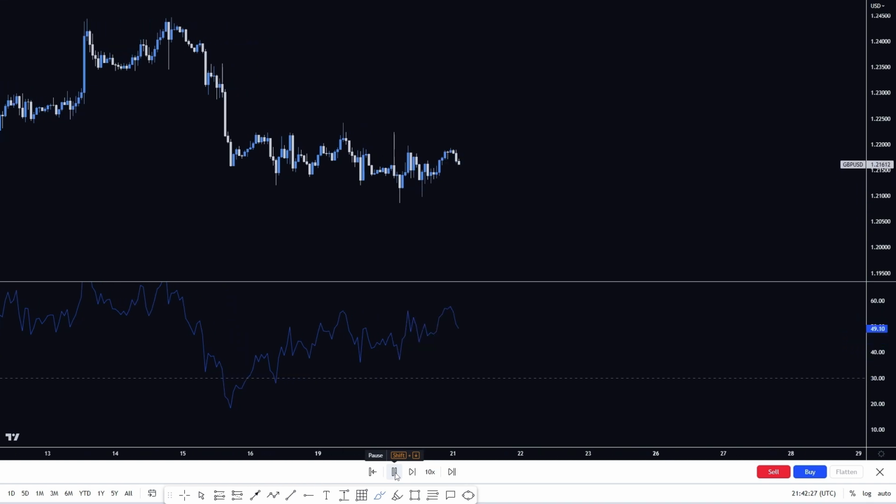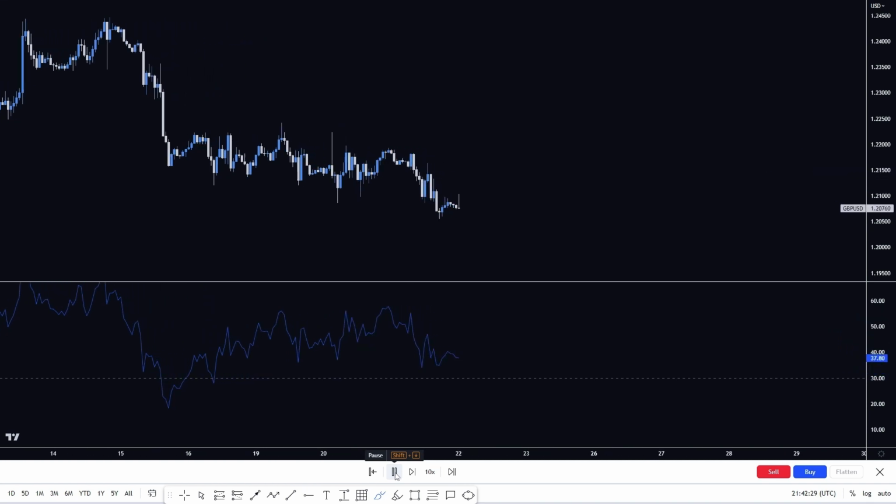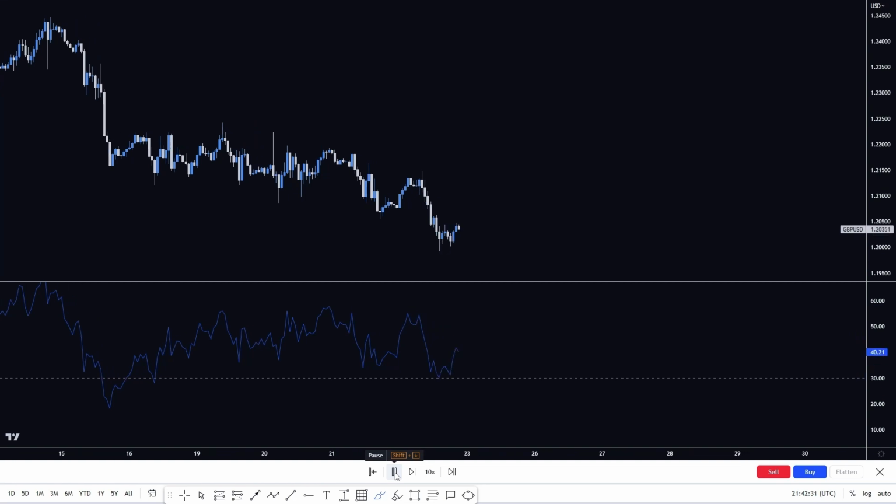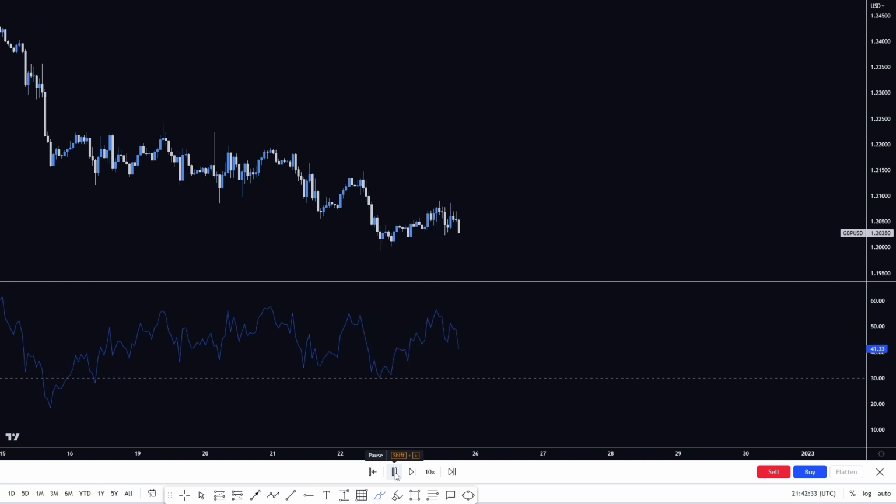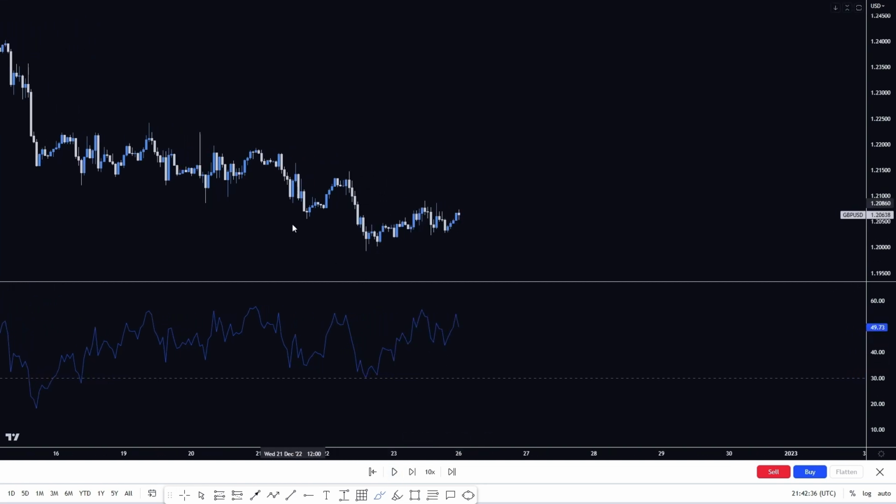However, if you can read the continuations and the reversals on the chart, you'll be able to get some kind of idea of what price is actually doing. So clearly, you can see how this RSI can work with our price and the ways in which we can trade divergence as an additional confluence.